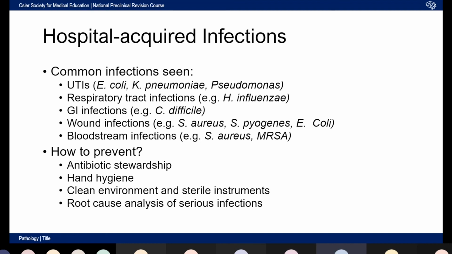And then also, if an epidemic does occur within the hospital, lots of people are getting the same infection, doing root cause analysis to see where this has come from and how to stop it.